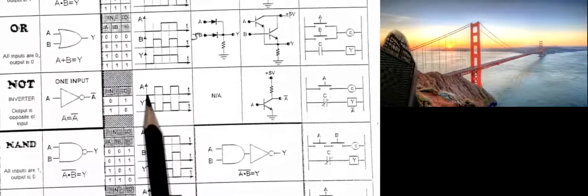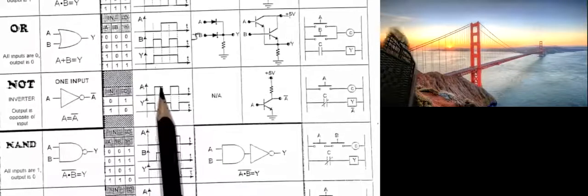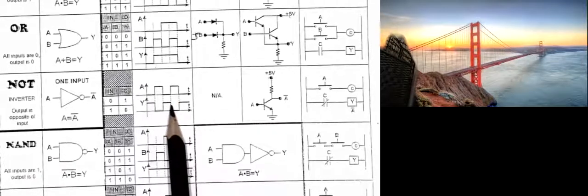So in here, if A goes in as a low, it'll come out as a high. If A goes in as a high, it'll come out as a low. And it's always the opposite.